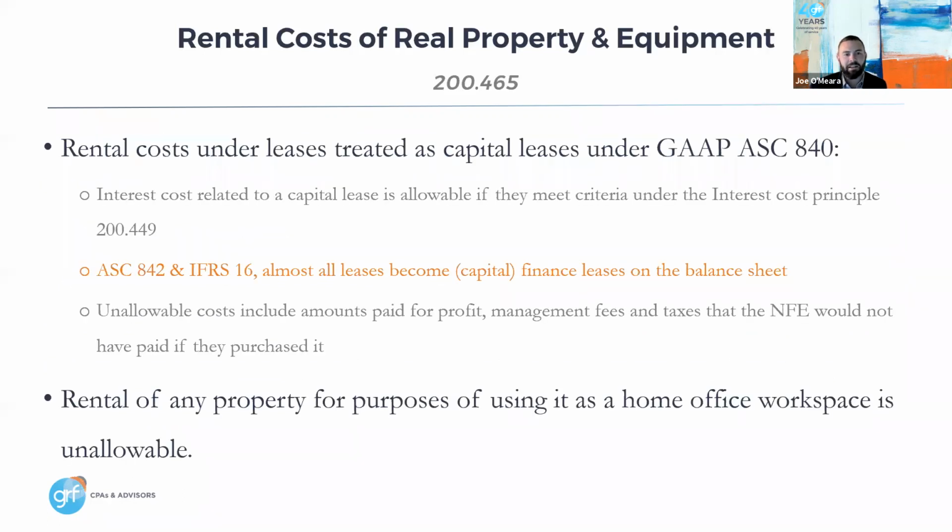And under the GAAP guidance, as far as capital leases and under the new ASC 842, if you have a right-to-use asset, that is considered not to be a rental cost, and therefore would not be an allowable cost.